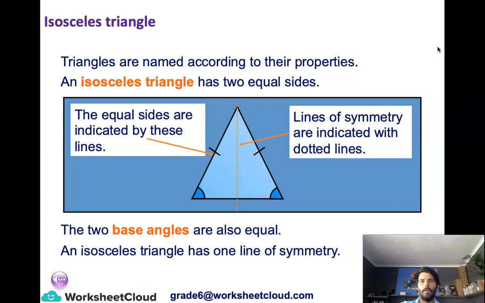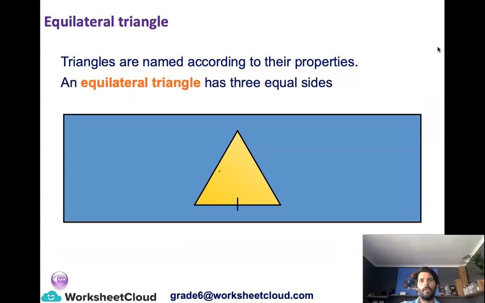Then we have an equilateral triangle, which is a triangle where all three sides are equal, which can be indicated by those three lines. Also in an equilateral triangle, all three angles are equal. And I'm hoping you remember that the angles in a triangle add up to 180, and I'll show you the proof for that shortly. So in an equilateral triangle, all three angles are equal to 60, because 60 plus 60 plus 60, or 60 times 3, is equal to 180.